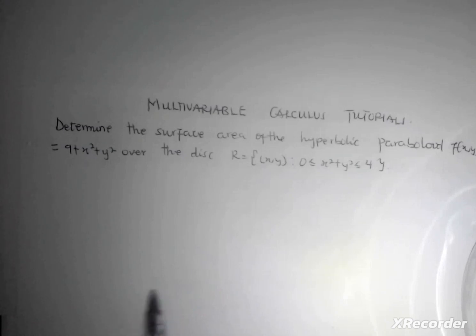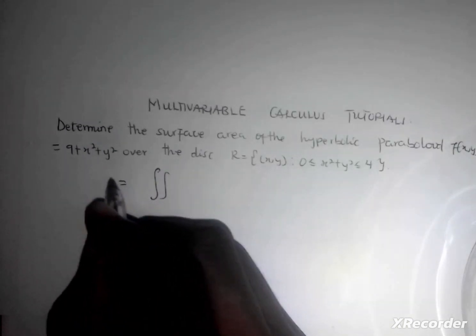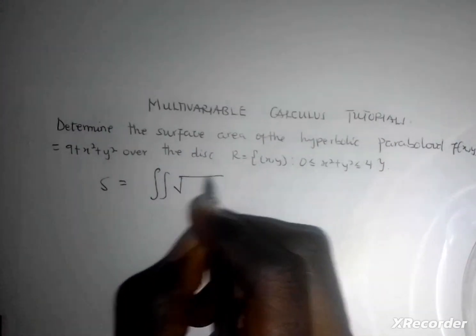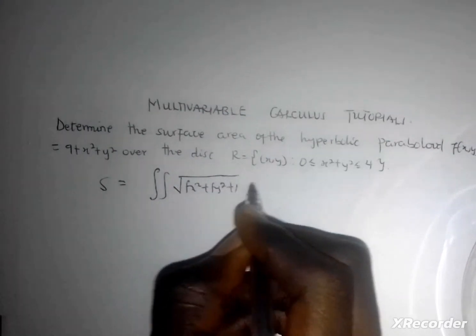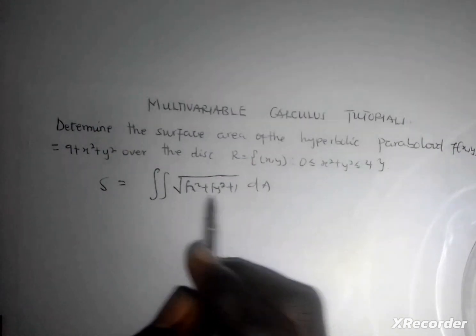First of all, you know that the general formula for finding the surface area S is equal to the double integral of the square root of fx squared plus fy squared plus 1 dA. What we need now is to find this expression.